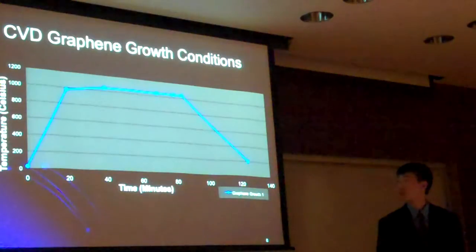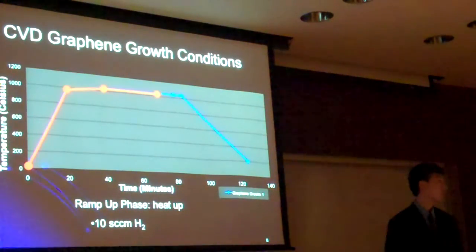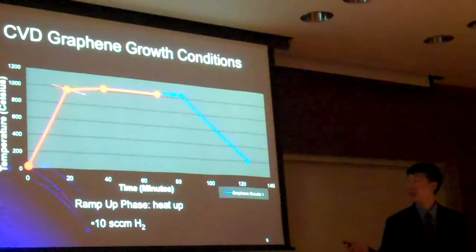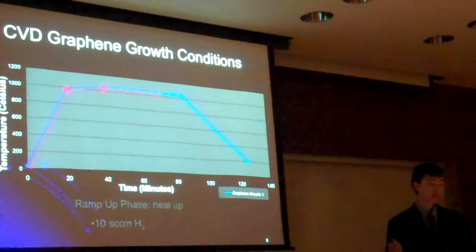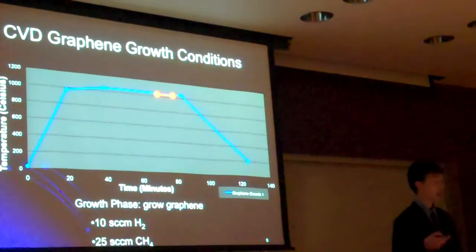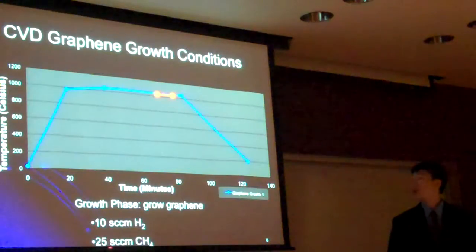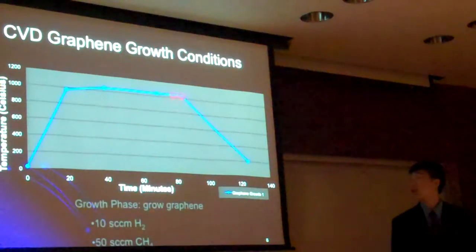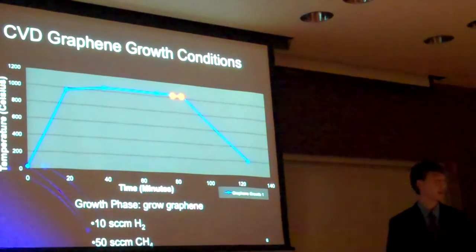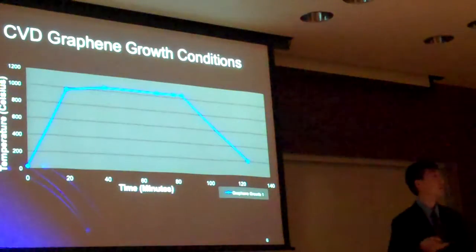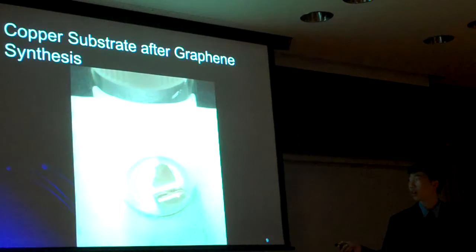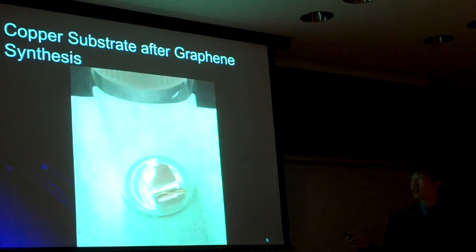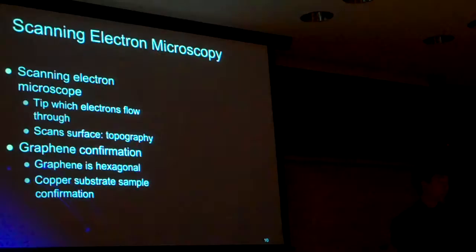So here are the growth conditions we had. For the very first stage, we would heat up or ramp up the entire oven, and this is under 10 sccm of hydrogen gas. And then the next stage would be a graphene growth phase when we introduce the hydrocarbons. And in this trial, we also had a second growth phase where we ramped up the hydrocarbon. And then finally, after the growth is finished, you cool it down so you can use your sample. And here's an image of the catalyst, the copper substrate, after we grew the graphene on it.